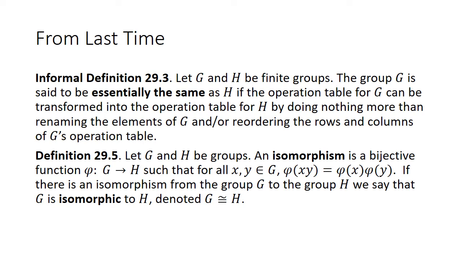Definition 29.5: let G and H be groups. Notice they do not have to be finite. An isomorphism is a bijective function phi from G to H such that for all x, y in G, phi of x times y equals phi of x times phi of y. And then we discussed how that could look different if one or both of the groups use addition rather than multiplication. If there is an isomorphism from the group G to the group H, we say that G is isomorphic to H, which is denoted with this symbol right down here.